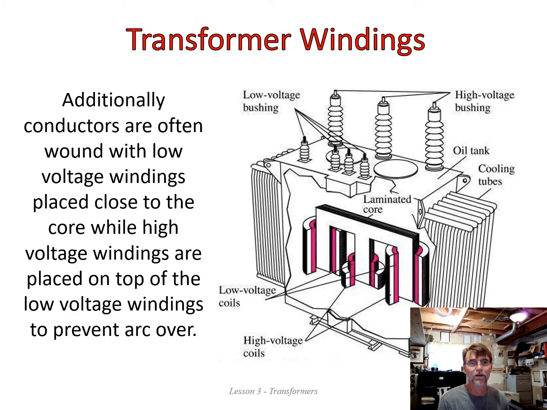Additionally, conductors are often wound with low voltage windings placed close to the core, while the high voltage windings are placed on top of the low voltage windings to prevent arc over. So this is something I haven't talked about yet, okay? But in order to change, this is coming in part 3, in order to change the voltage, these two coils must be different.